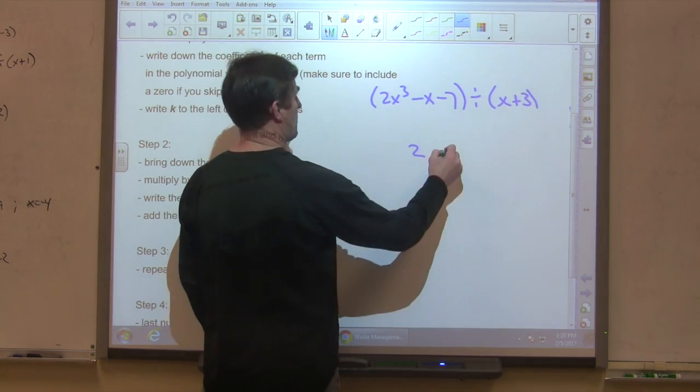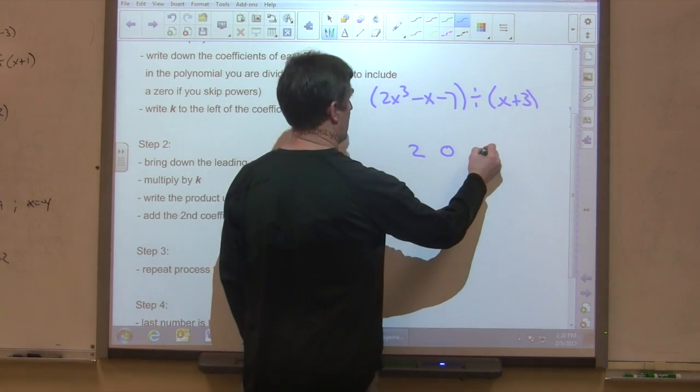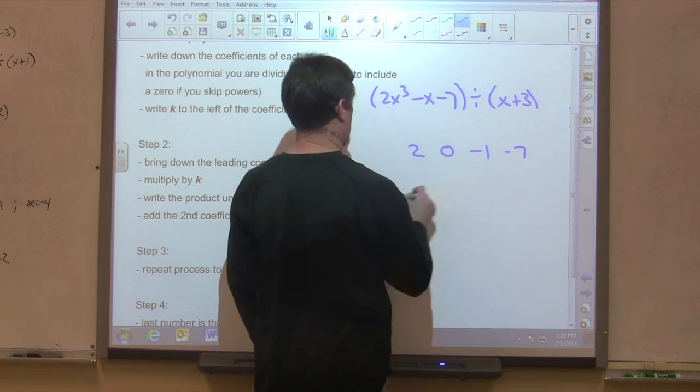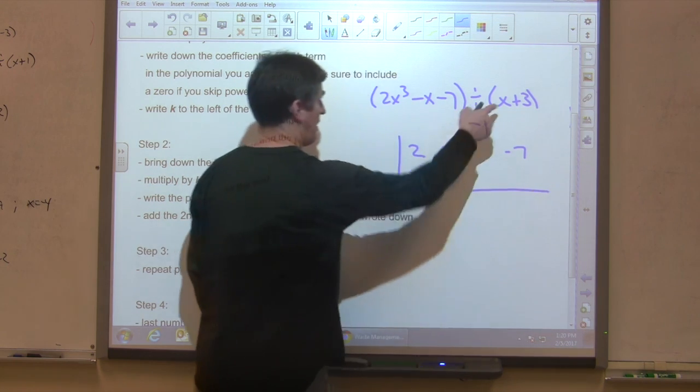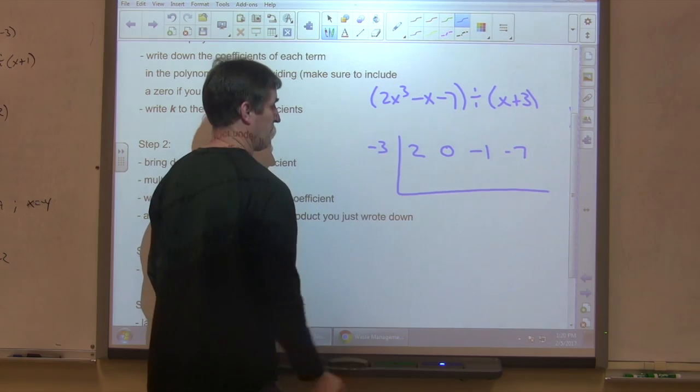So if you set this up right, big thing was we've got 2. We skipped the x squared, so hopefully you remember the 0. That's important to do. Then negative 1, and then negative 7. And then outside, remember it's opposite this. It says plus 3, so k is negative 3.